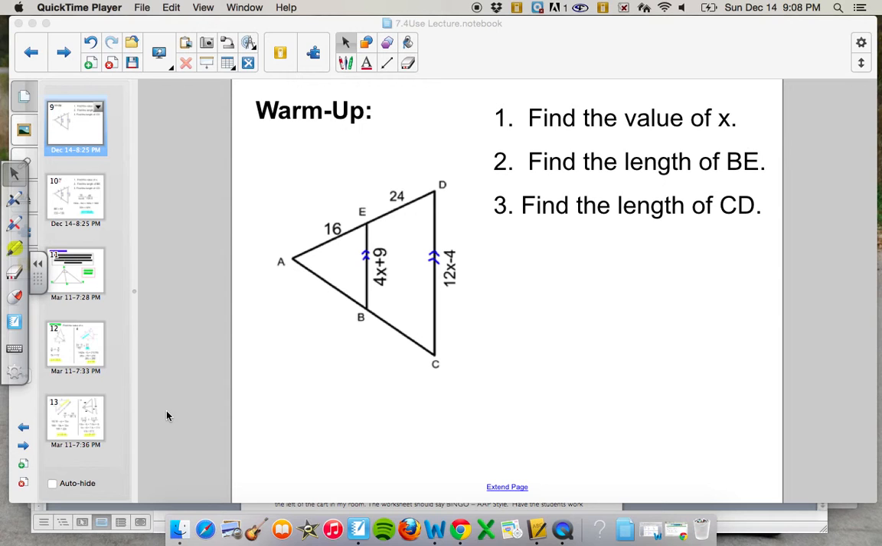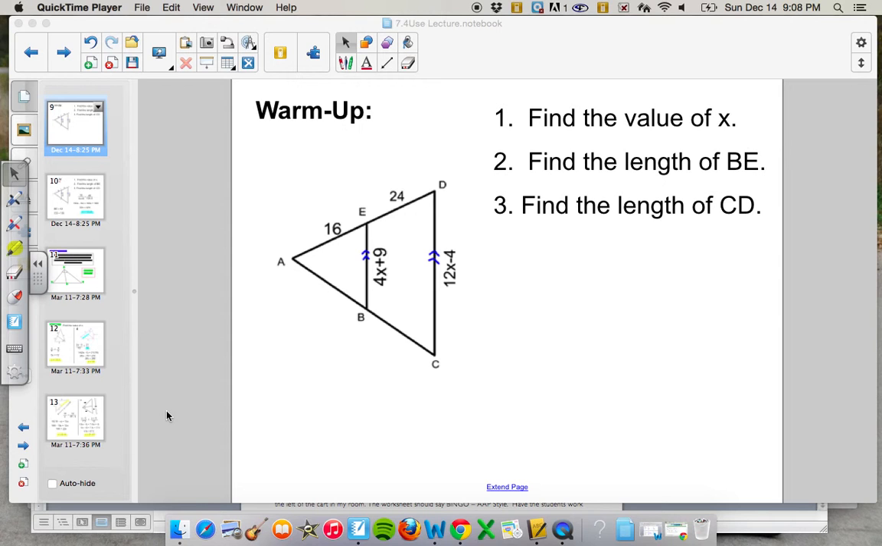The first thing that I want you to do is take out a scrap sheet of paper and complete the warm-up. This stuff was from Friday when we talked about similar triangles. Just remember that when you have overlapping triangles that you need to split them into two. Do not be afraid to draw your two triangles and label them that way.